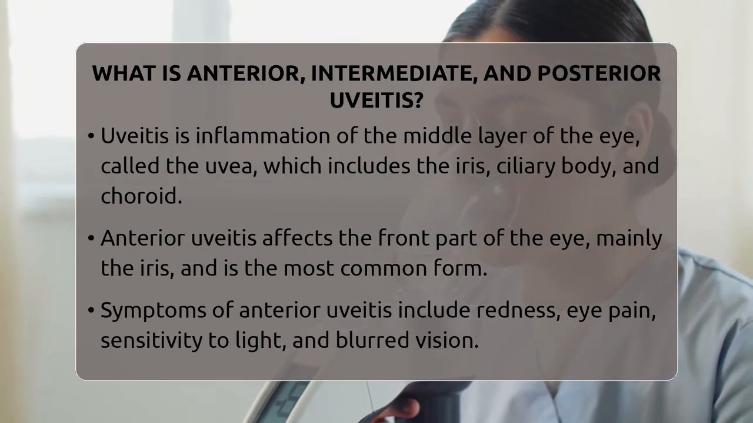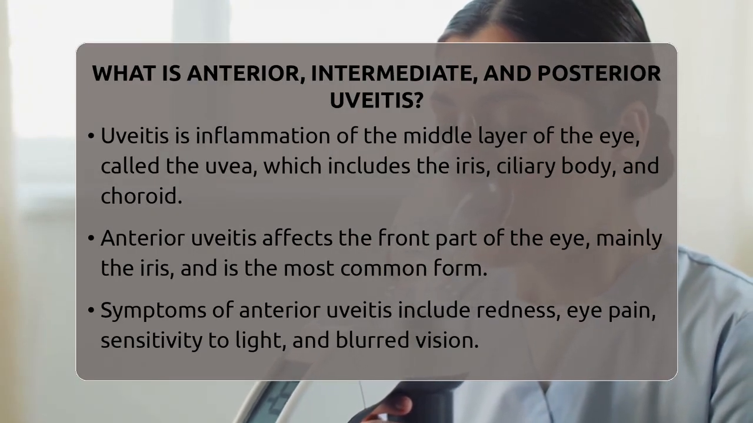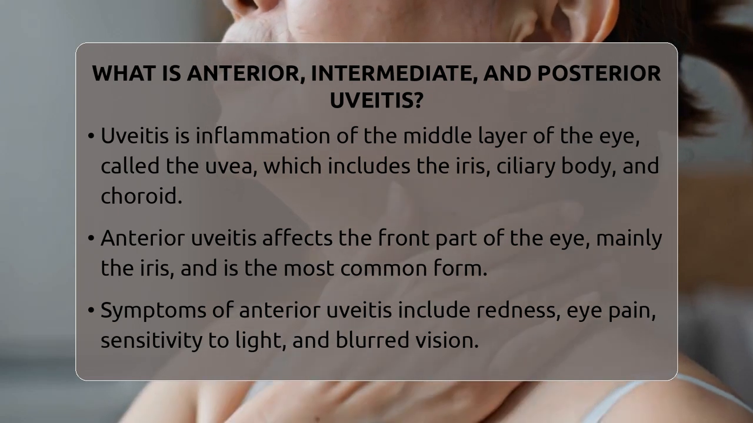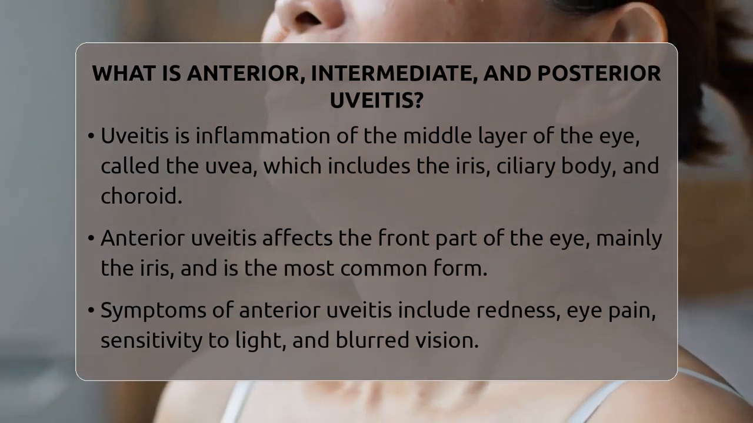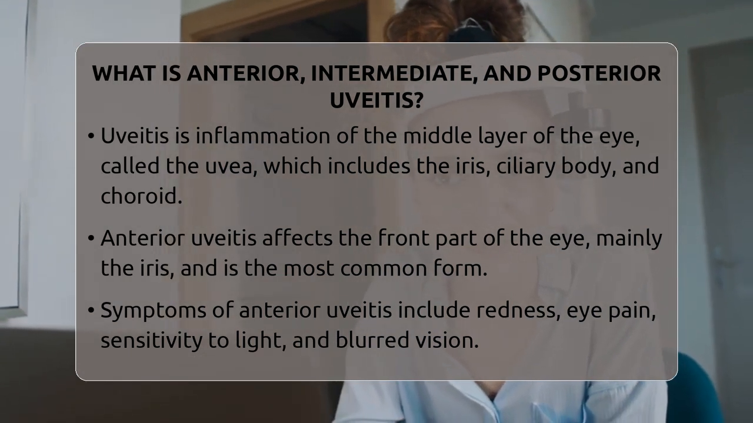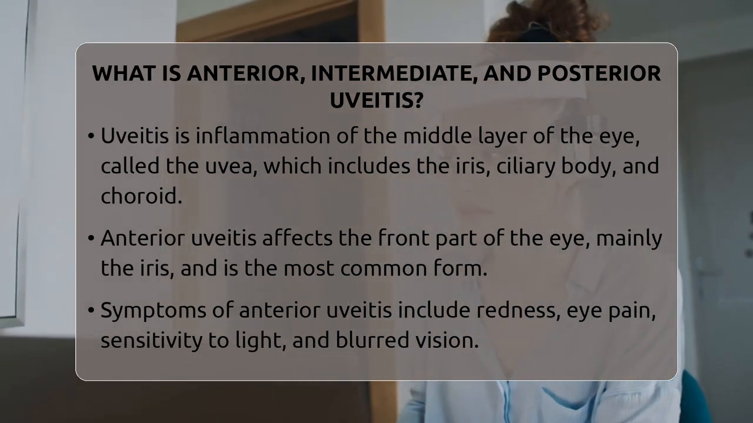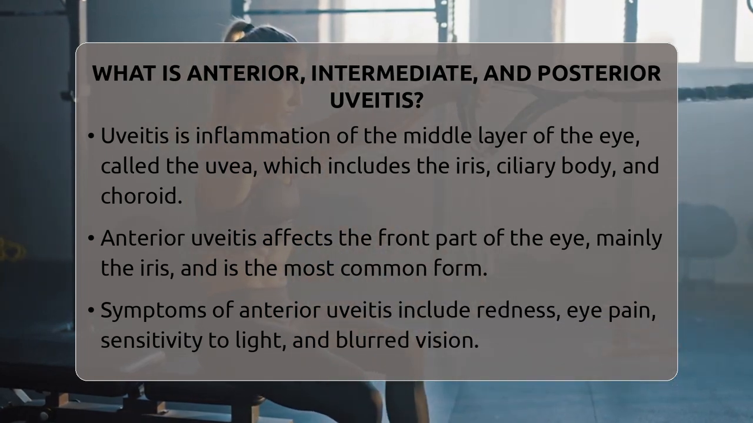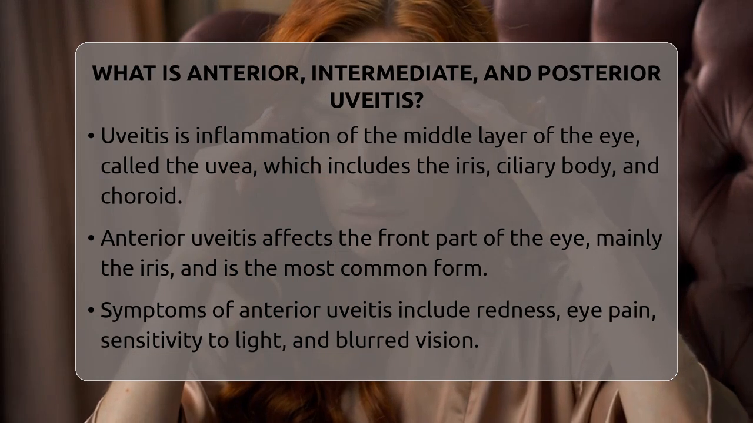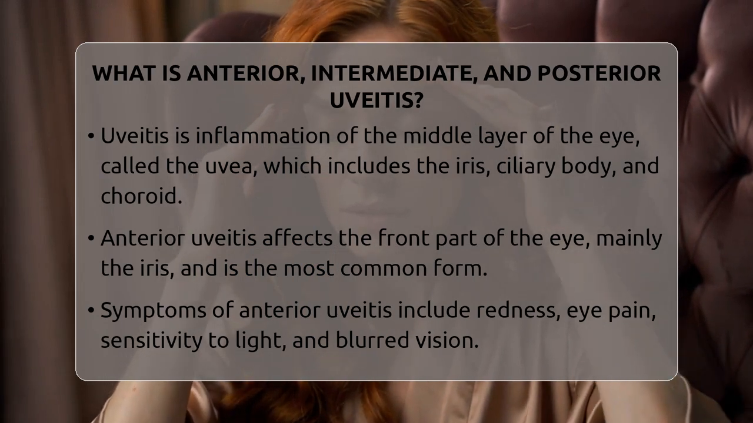What is anterior, intermediate, and posterior uveitis? Imagine your eye as a complex, delicate machine with many layers working together. Sometimes, parts of the system can become inflamed, leading to a condition called uveitis. Uveitis is inflammation of the uvea, which is the middle layer of the eye. This layer includes the iris, ciliary body, and choroid.